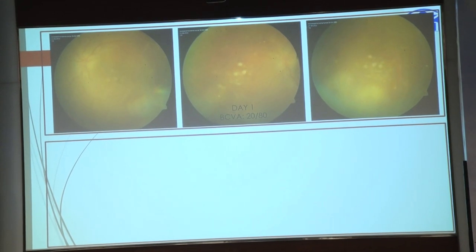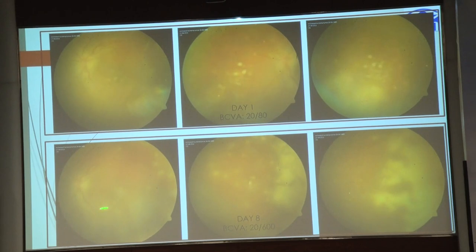But the problem in this case was that over a period of time, his vision progressively deteriorated. There were new lesions appearing. Now in the posterior pole, you can see these lesions which were not there before, and they have started reappearing. And in the temporal area also, there were more lesions coming up. On day 8 of IV acyclovir, the vision has dropped down from 20/80 to 20/600, and new lesions are appearing. The patient is already one-eyed.